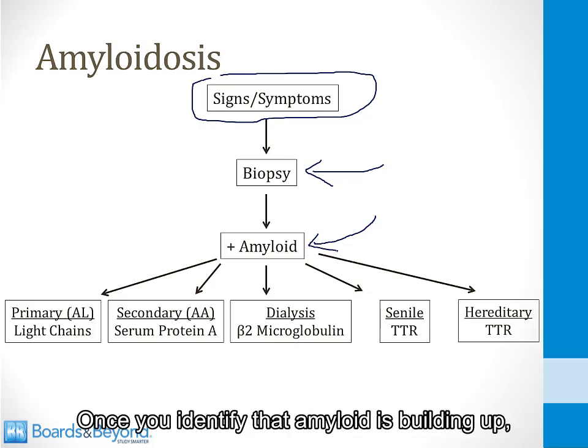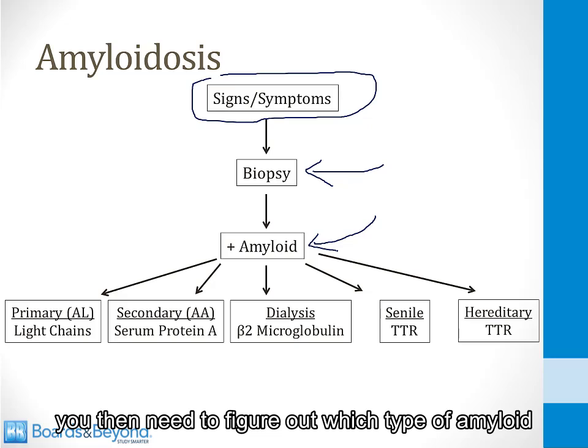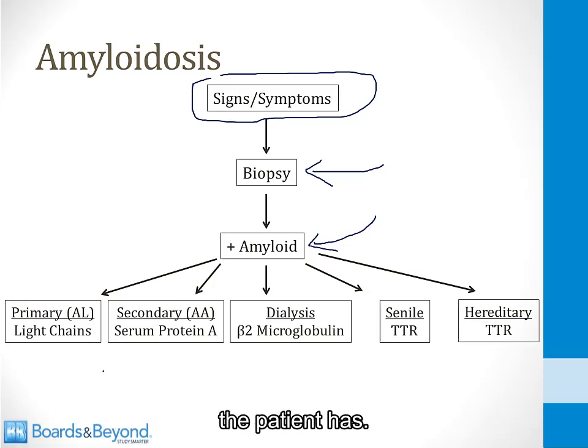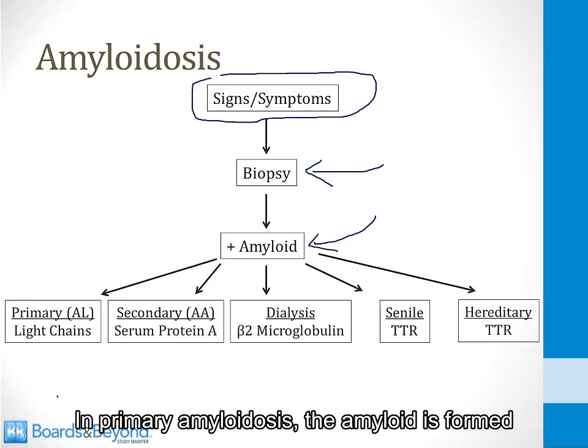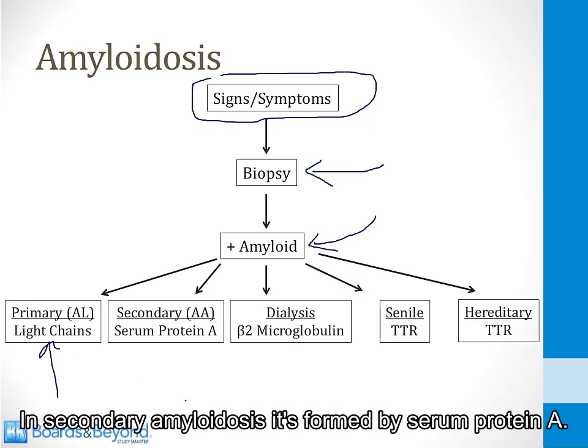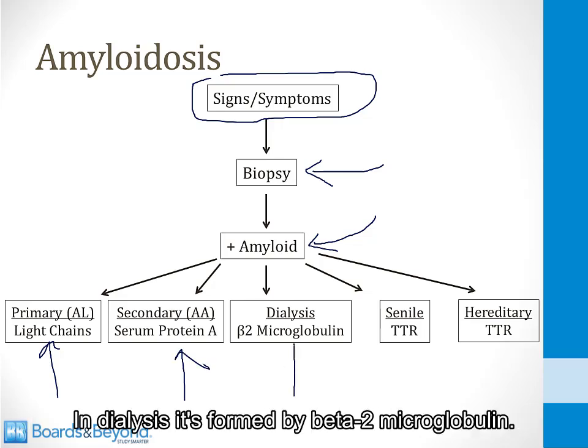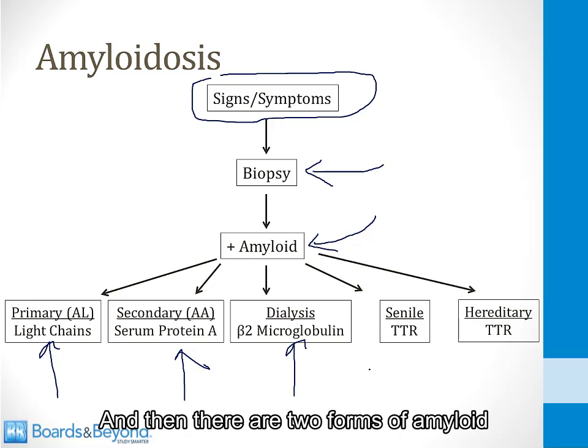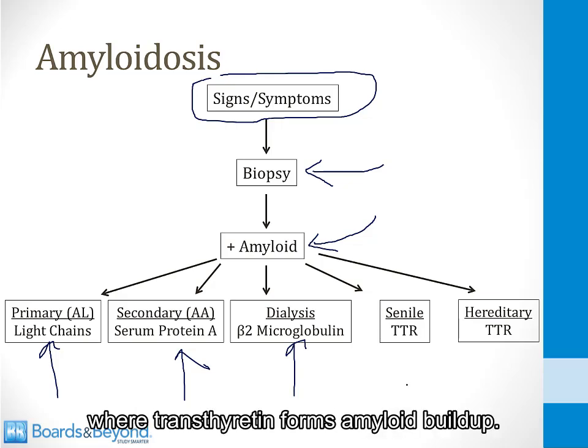Once you identify that amyloid is building up, you then need to figure out which type of amyloid the patient has. In primary amyloidosis, the amyloid is formed by light chains. In secondary amyloidosis, it's formed by serum amyloid A. In dialysis, it's formed by beta-2 microglobulin, and then there are two forms of amyloid where transthyretin forms amyloid buildup.